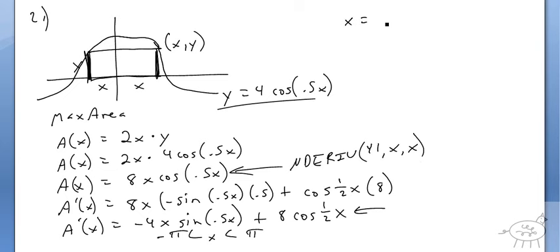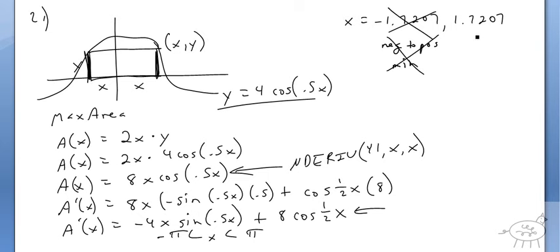X is equal to negative 1.7207 and 1.7207. You don't want a negative value anyway here, but this one goes from negative to positive when you're doing your interval testing, which makes it a minimum, and I don't want that. This one goes from positive to negative, which means it is a maximum point. So we're going to use that one.